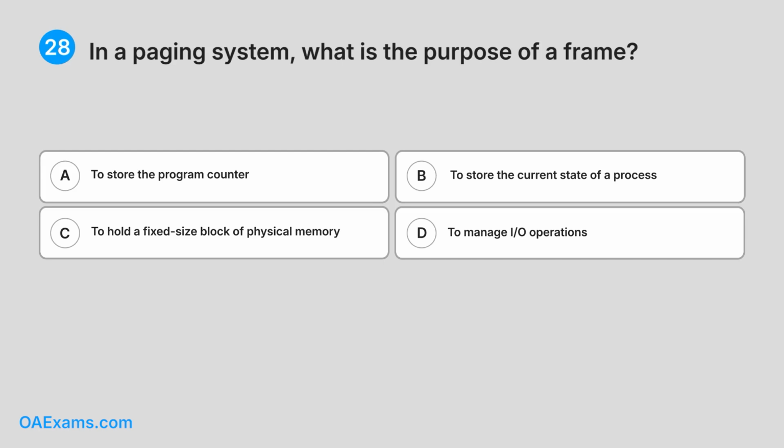A. To store the program counter. B. To store the current state of a process. C. To hold a fixed-size block of physical memory. D. To manage I/O operations. Can you guess the answer?